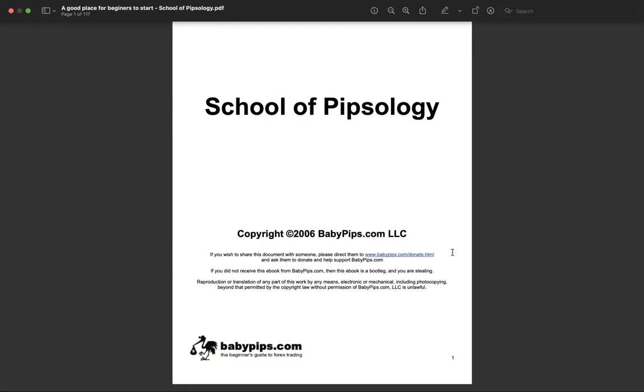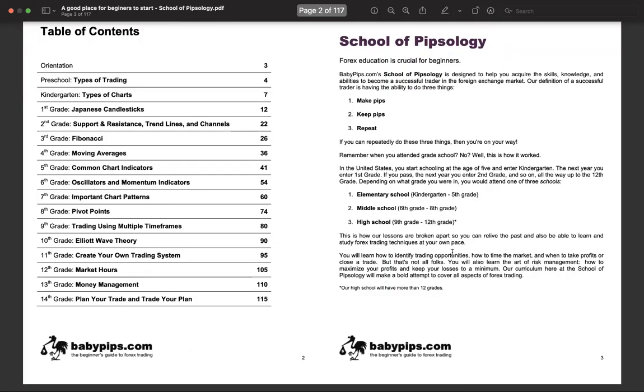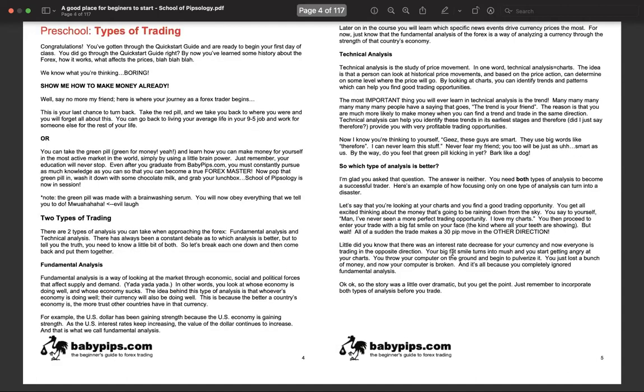So if you have been with us for the past 2 weeks, you're going to notice that some of the contents that I'll be scrolling down here, we already talked about, and it's just to assure you that everything is on this PDF, okay? So we talked about types of trading, fundamental analysis, and technical analysis.